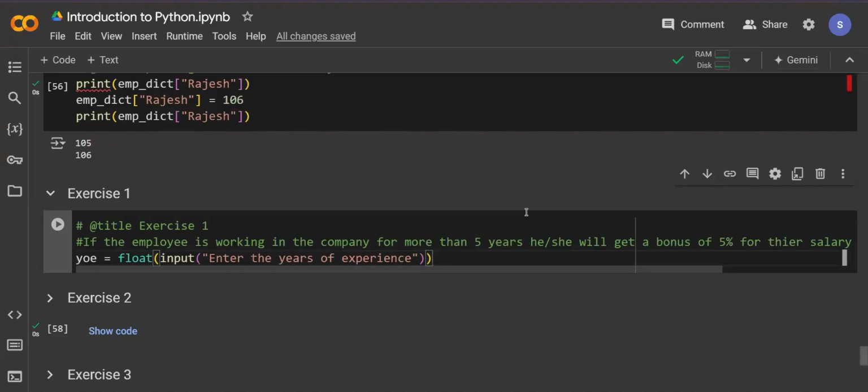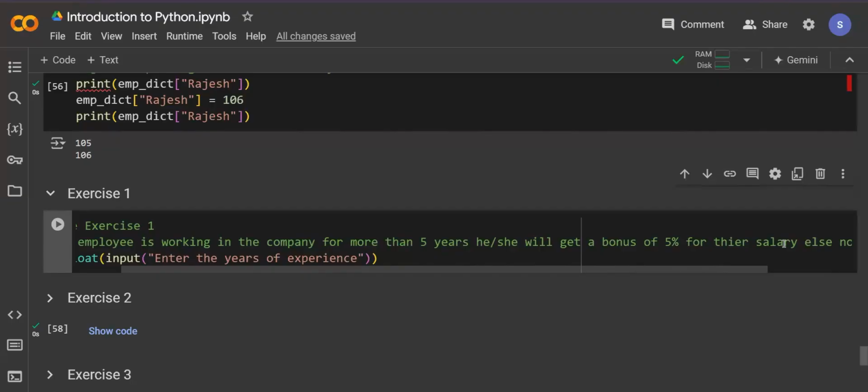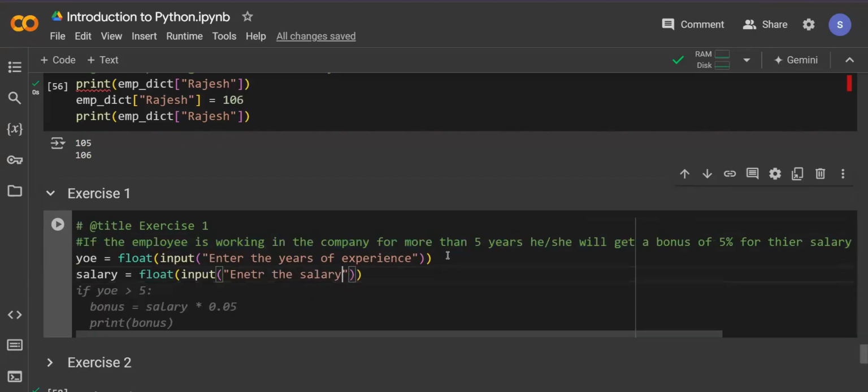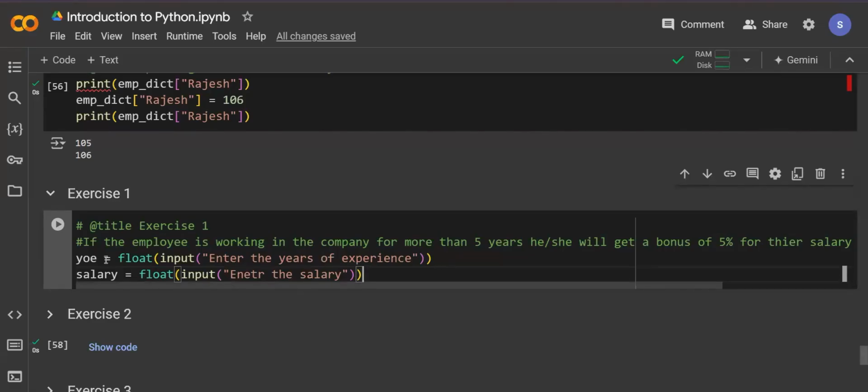Okay, what else do we know? We want one more variable, that is salary, correct? Why is the salary required? Based on the salary, we are multiplying the bonus, correct? So we require a salary. So let us write the salary is equal to, and again, the salary can also be a floating point. So I'll be using again a float input and write enter the salary. Okay, so we got two values, that is years of experience and salary.